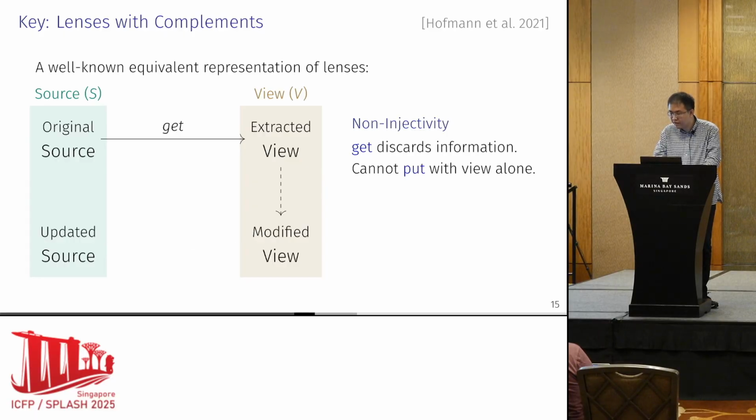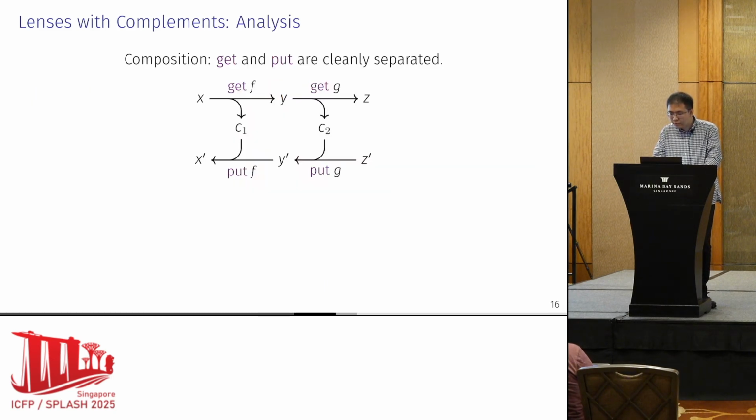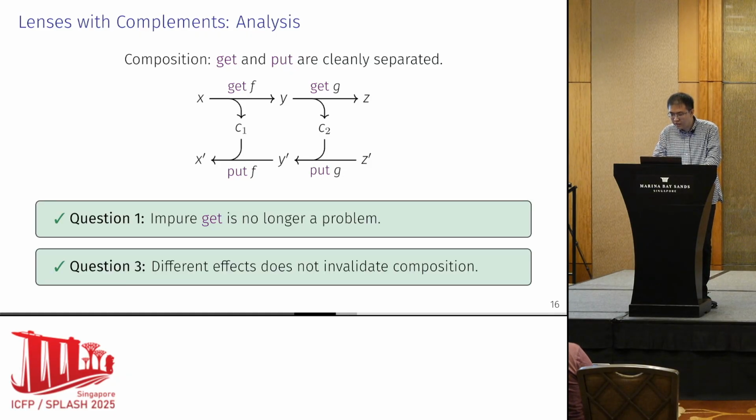But instead of taking the original view, we require that the forward direction computes something called a complement alongside the view. So the complement saves the lost information in the forward transformation. And then in the backward direction, we can combine this complement with the modified view to get back the updated source. By using this structure for lenses, we see that in the definition for the composition, the two directions get and put are cleanly separated. So question 1 and question 3 are addressed.